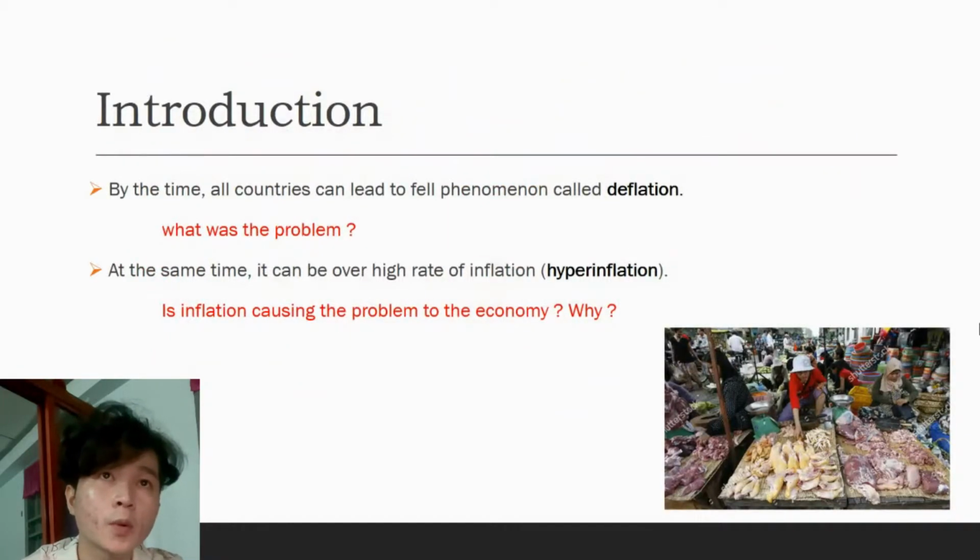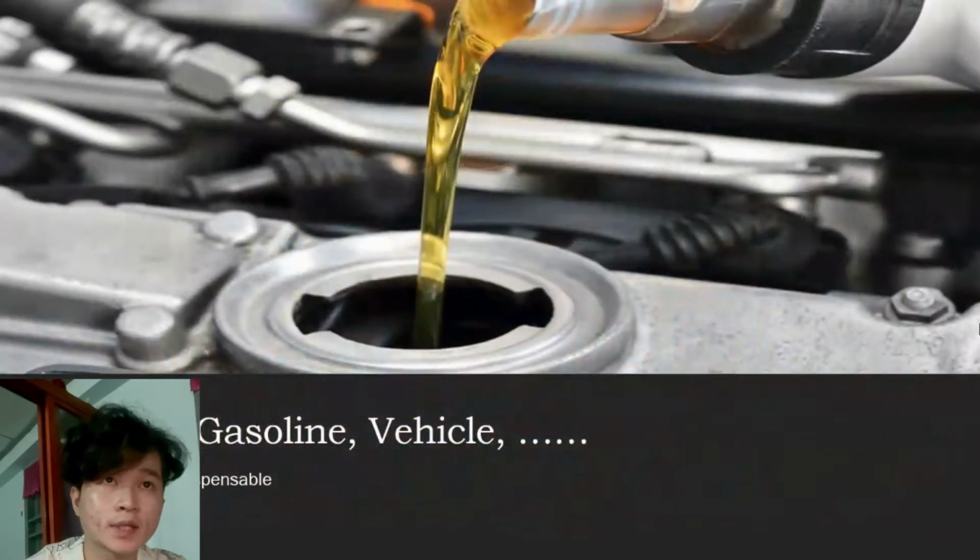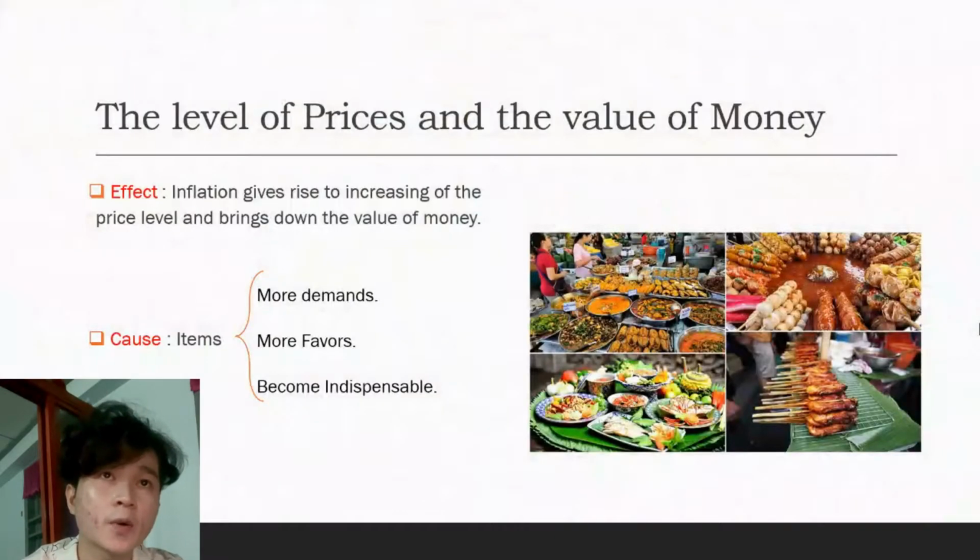Significantly, Venezuela in 2018 reached 1.4 million percent per year, which can lead to an extremely high rate of inflation called hyperinflation. Is inflation causing problems for the economy? Why? Very soon we will find out together. Let's move on to the next slide.